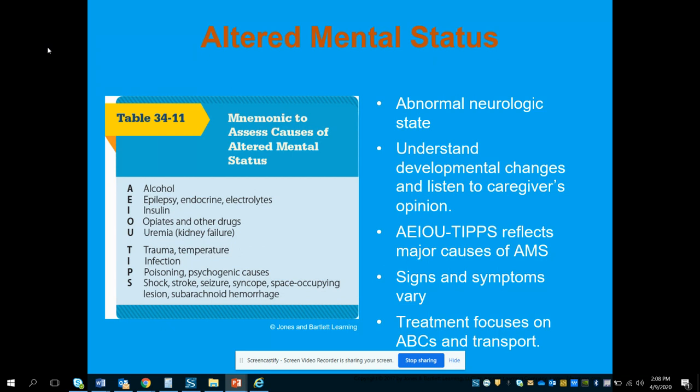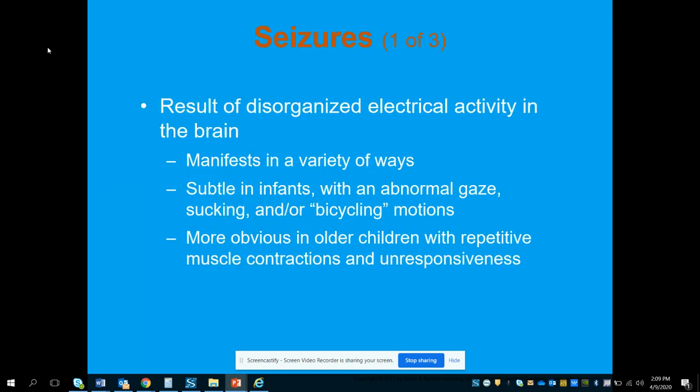these out. So things like alcohol, epilepsy, endocrine disorders, electrolyte imbalances, insulin, opiates and other drugs, uremia, which would be kidney failure, trauma, temperature, infection, poison, psychogenic issues, shock, stroke, seizures, syncope, and space-occupying lesions or subarachnoid hemorrhages. So I know that's a lot to remember, but just thinking as much as we can possibly rule out when thinking about altered mental status.